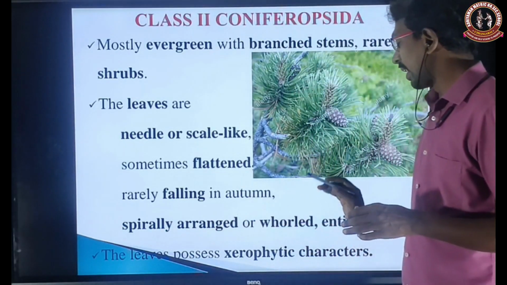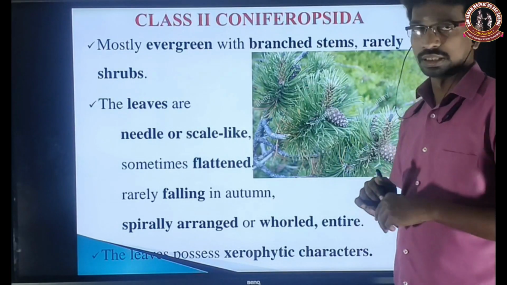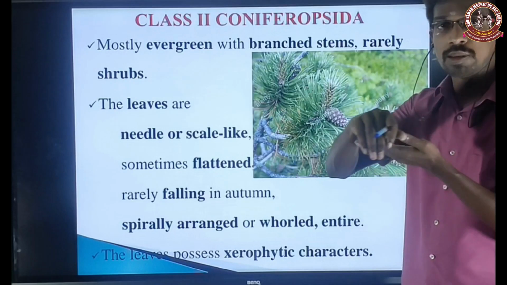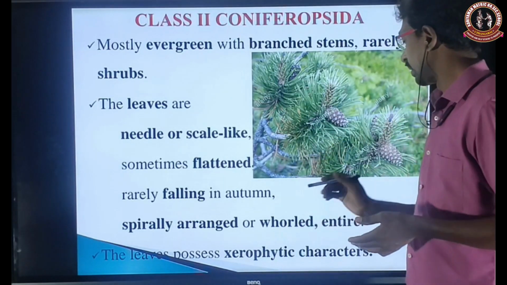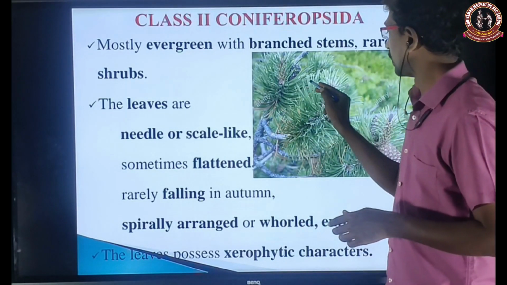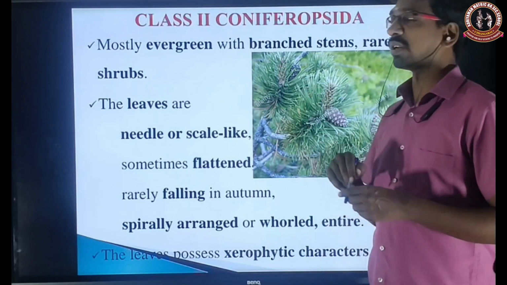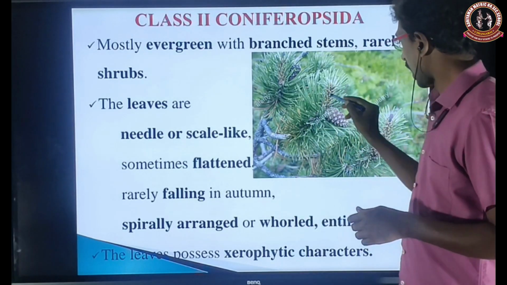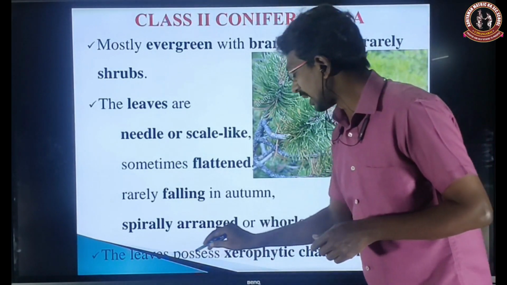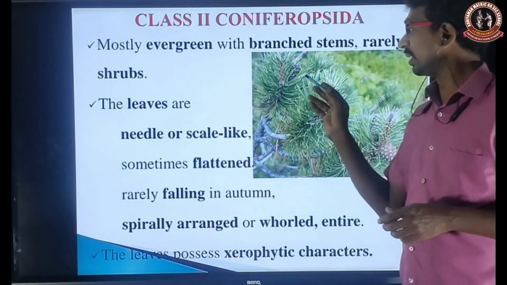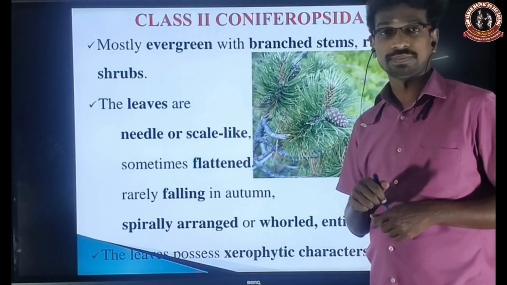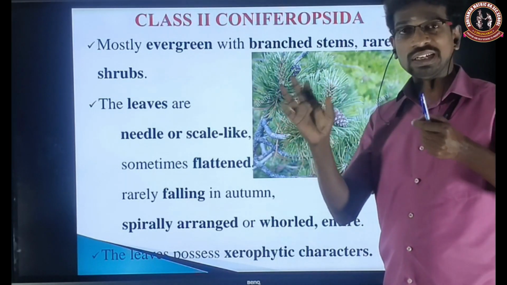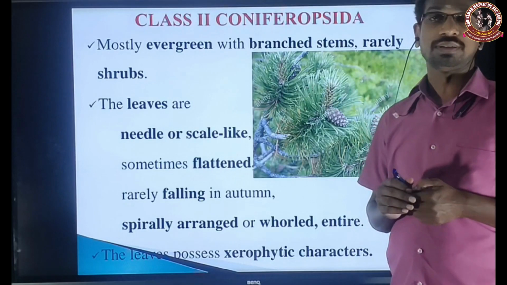The leaves are spirally arranged or whorled, and entire. Whorled means it seems like a circle. So that is a needle-like leaf. It is a characteristic feature of the evergreen plant, needle-like leaves arranged in a spiral. And the leaves possess a xerophytic character. The needle-like leaf is a xerophytic condition. The leaf is not flattened, it looks like a needle. It's one of the xerophytic adaptations.